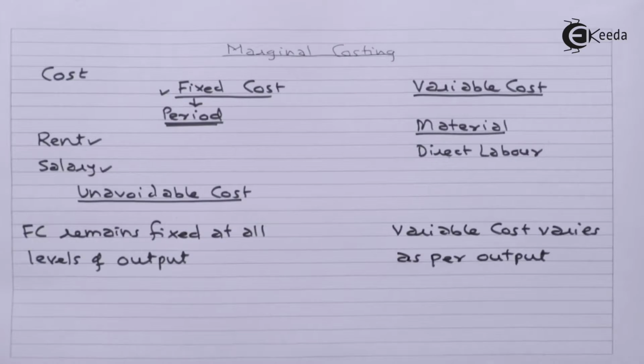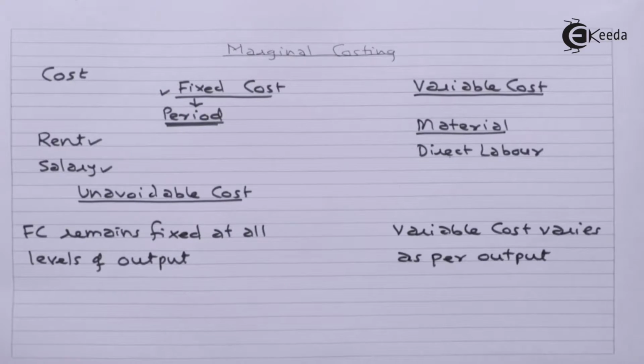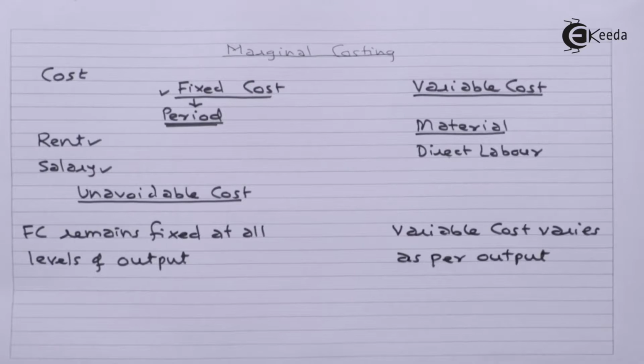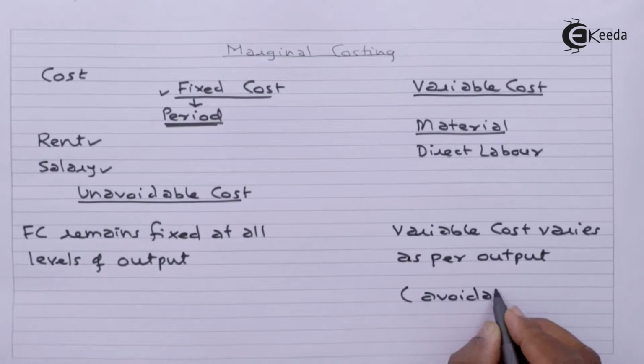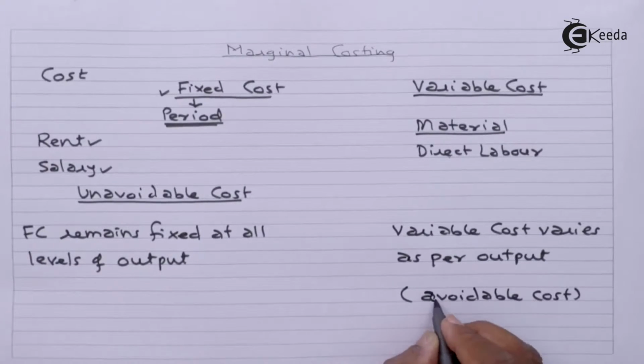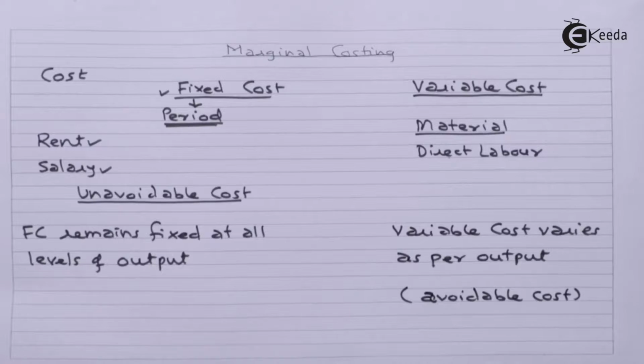Variable cost varies as per output, that means it changes as per production. So the manufacturer is more concerned with variable cost because it can be avoided. What it means is these are not compulsory. If you don't produce at all, you are not required to pay direct material cost or direct labor cost, because if there is no production, these costs will be zero.